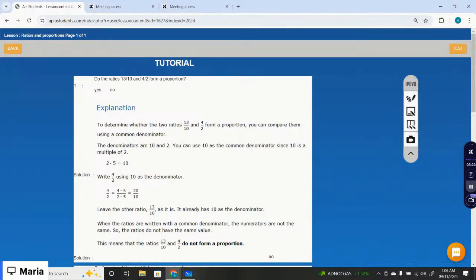Do the ratios 13 by 10 and 4 by 2 form a proportion? So determine whether the two ratios 13 by 10 and 4 by 2 form a proportion. You have to compare them using the common denominator, right? Just make their denominators same. 4 over 2 has a smaller denominator. Make the smaller denominator equal to the greater one.